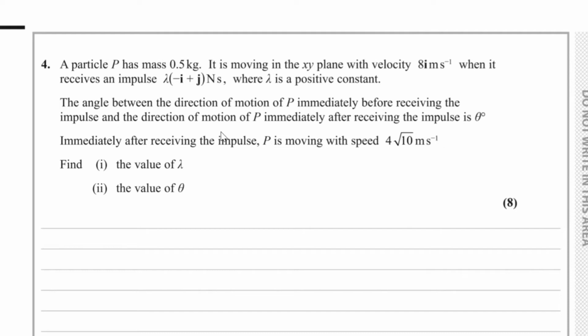Question number 4. A particle P has mass 0.5 kilograms. It is moving in the xy plane with velocity 8i meters per second when it receives an impulse lambda lots of minus i plus j newton seconds, where lambda is a positive constant. The angle between the direction of motion of P immediately before receiving the impulse and the direction of motion of P immediately after receiving the impulse is theta degrees. Immediately after receiving the impulse, P is moving with speed 4 root 10 meters per second. We have to find the value of lambda and the value of theta.